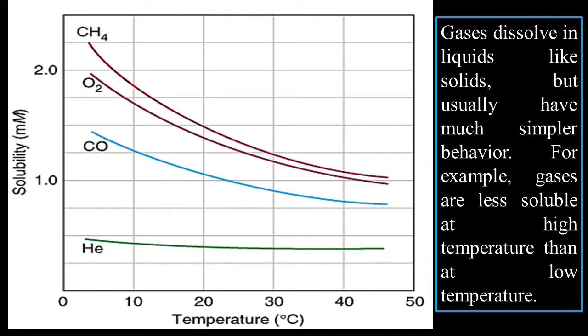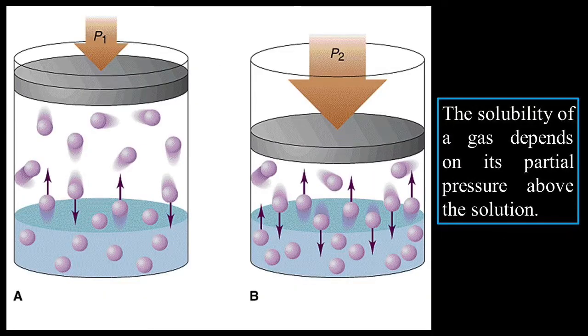Gases dissolve in liquids like solids, but usually have much simpler behavior. For example, gases are less soluble at a high temperature than at low temperature. So the carbon dioxide, which is not listed here, would be less soluble at high temperatures. Thereby the warm soda will overflow and bubble out more quickly than cold soda.